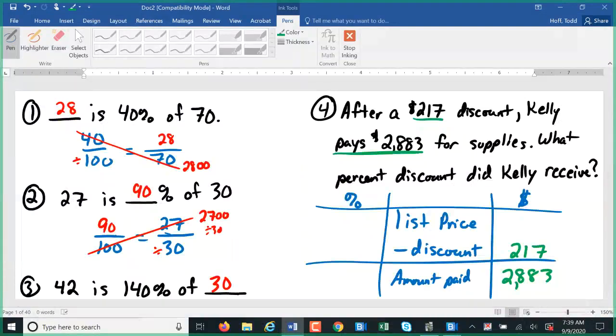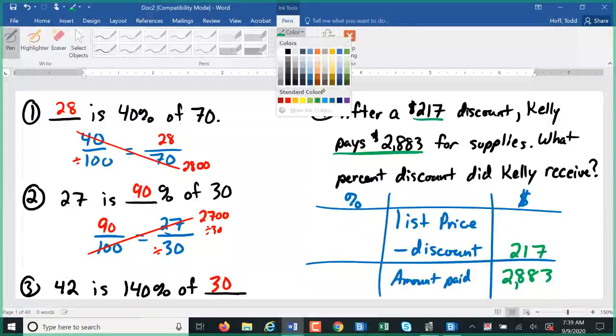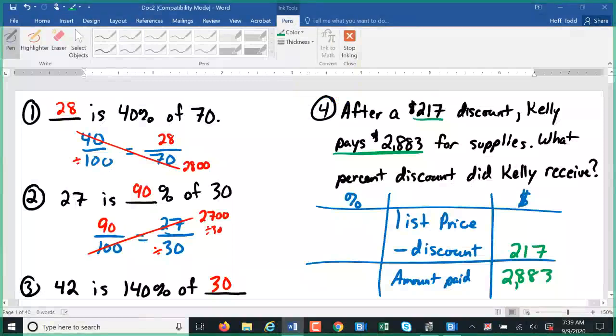Now looking at this, for the percents, it doesn't look like we're given anything. But remember, there's always 1% that we know. And that is 100% is that base amount or the starting amount. In this case, that would be the list price.